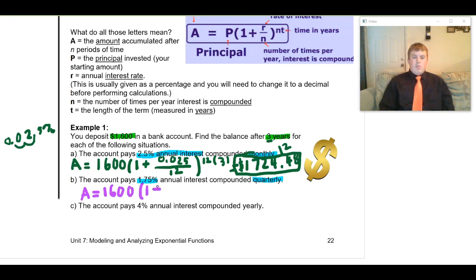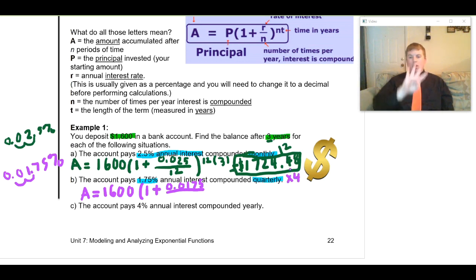I'm going to still have the 1 plus, and now this is where things are going to start to change a little bit. I am given 1.75%, and I need to change this to a decimal, so I'm going to move the decimal 2 places to the left. I'm again going to have to put that filler 0 in there, so I get 0.0175 divided by quarterly means 4 times a year.